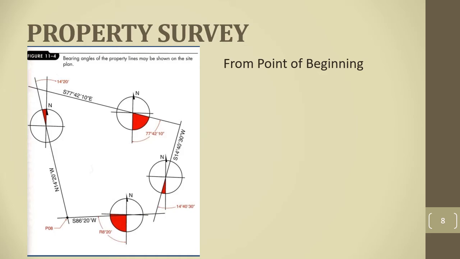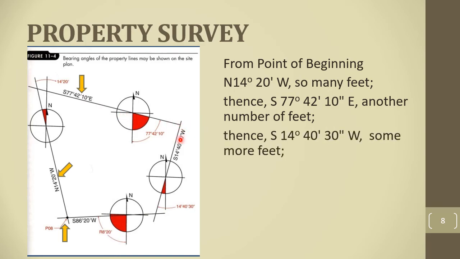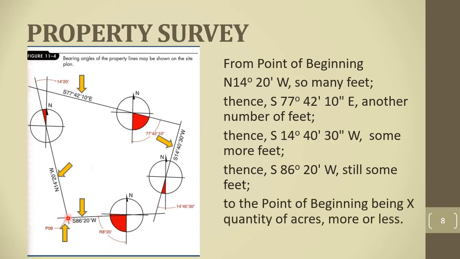Now, the property survey would be a description starting with a point of beginning, and we're told that we're going to go north 14 degrees 20 minutes west, so many feet to a point, thence 77 degrees 42 minutes 10 seconds east, another number of feet to a point, then south 14 degrees 40 minutes 30 seconds west, another distance to a point, and then south 86 degrees 20 minutes west some feet to the point of beginning, and then it's described in the area, acres or feet, more or less, because they'll never be exact.